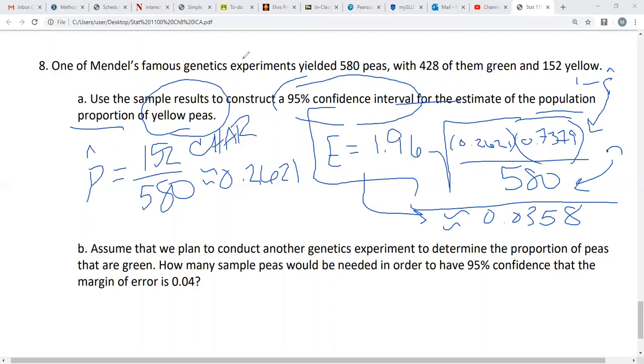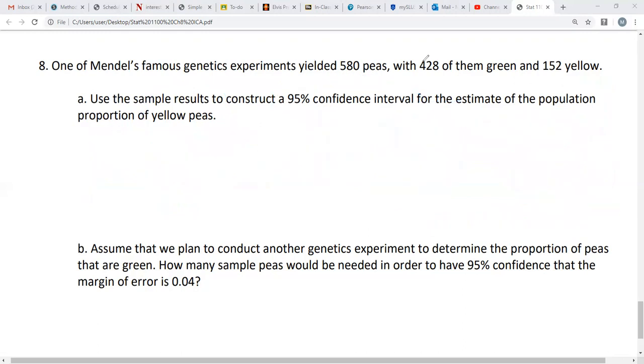I'm going to erase this just to make a little bit more room and write those values out so we can construct our confidence interval. We had P hat was 0.2621, and our margin of error was 0.0358. I now want to construct that interval.